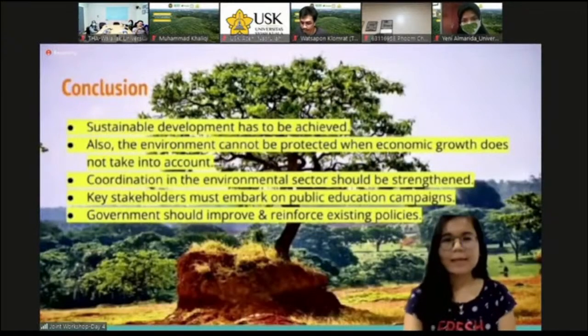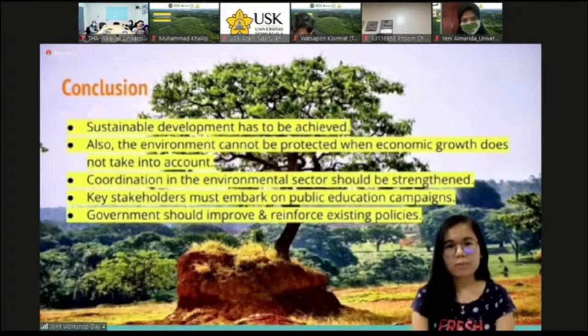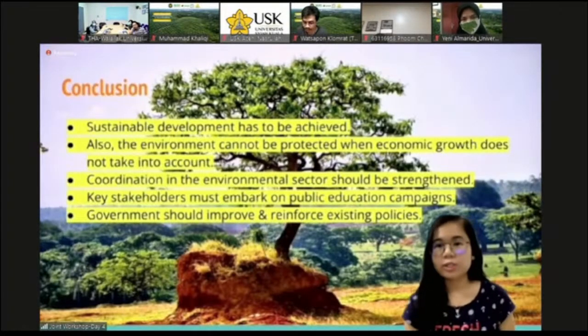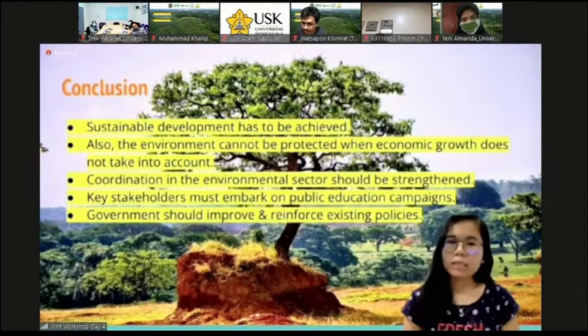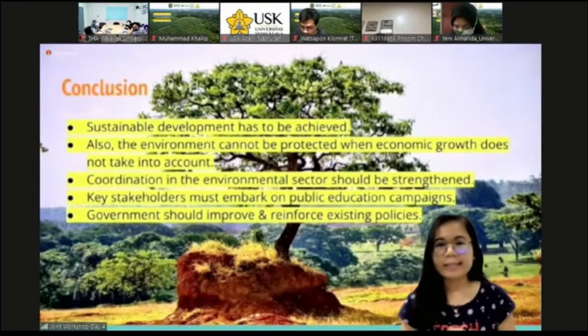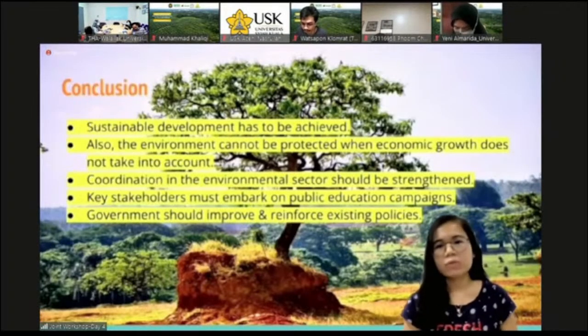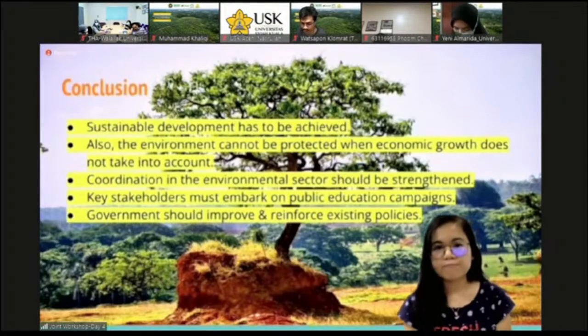As a conclusion, sustainable development has to be achieved in order to meet the needs of the present without compromising the ability of future generations to meet their own needs. However, development cannot be sustained in a deteriorating environment, and the environment cannot be protected when economic growth does not take into account the causes of environmental disruptions.